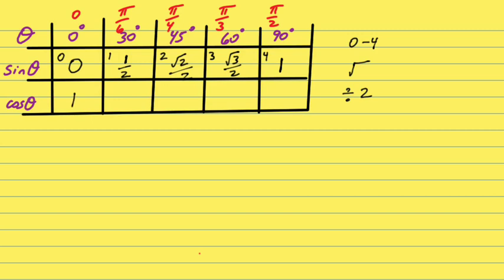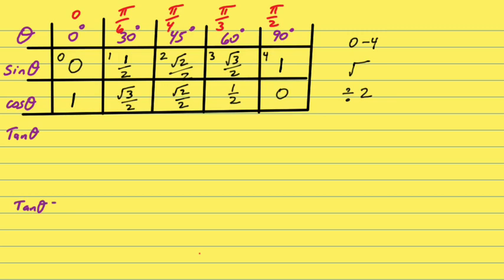Cosine, just reverse the order. The 1 starts with the 1. The radical 3 over 2. The 45 degree is the same. The 1/2, and instead of starting with 0, this one ends with 0. So we've just created the trig table for your first quadrant. The only thing possibly missing from this might be tangent of theta.